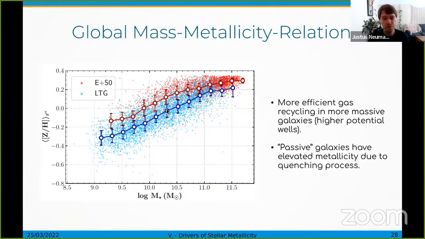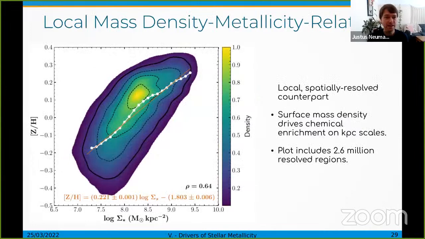But now we have all the resolved observations and all the resolved parameters. Now let's go one step further, one step deeper, and look at the resolved relations. So this is a local counterpart to this relation. This shows metallicity against stellar surface mass density. And first of all, here we throw everything in. So this is a plot that includes about 2.6 million resolved regions across all the galaxies. And we clearly see that there is a local relation. So we can see that surface mass density drives chemical enrichment on kiloparsec scales.